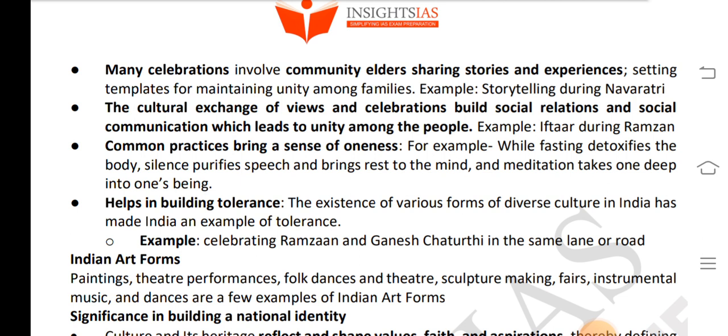Example: during Ramzan, common practices bring a sense of oneness. For example, fasting detoxifies the body, silence purifies speech, and meditation takes one deep into one's being, bringing rest to the mind.